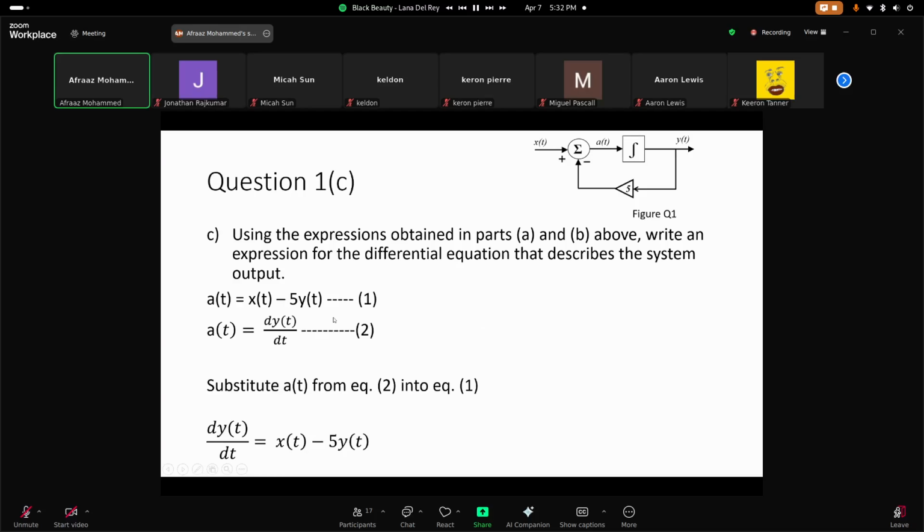So from part A, you call that equation 1, and from part B, this could be referred to as equation 2. And then you're going to substitute A of t from equation 2 into equation 1. So A of t is equal to dy dt. You're going to take this and put it here, right? And that will give you dy of t dt being equal to X of t minus 5 y of t, right? And that will be it for part C.